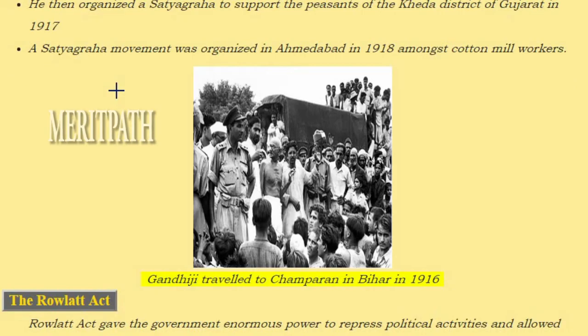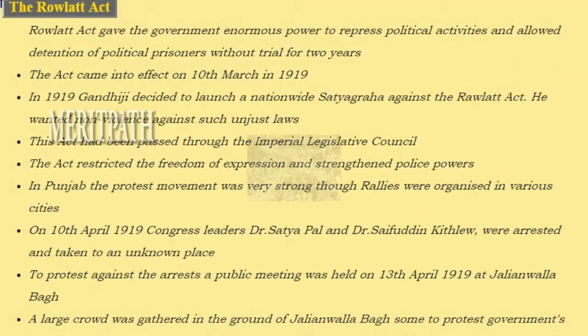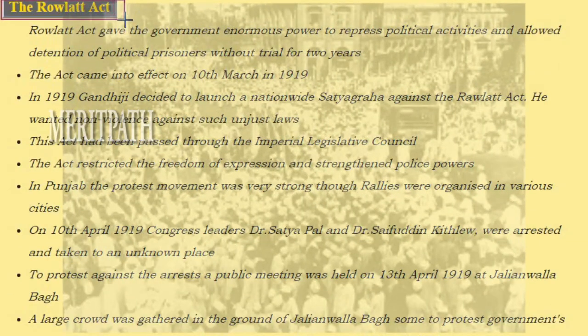He then organized a Satyagraha to support the peasants of the Kheda district of Gujarat in 1917. A Satyagraha movement was organized in Ahmedabad in 1918 amongst cotton mill workers. Gandhiji travelled to Champaran, Bihar in 1916. An image can be seen here of his Satyagraha movement. Now let's see what the Rowlatt Act is.